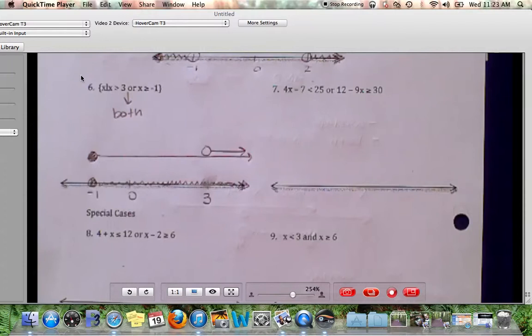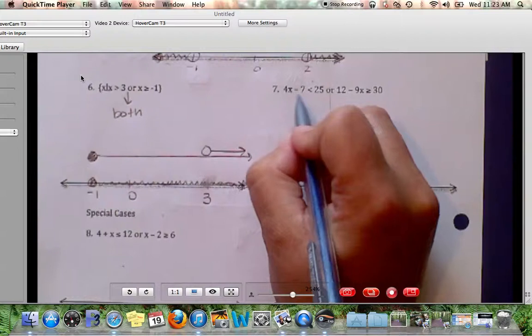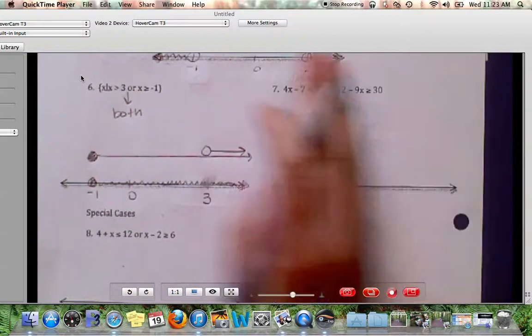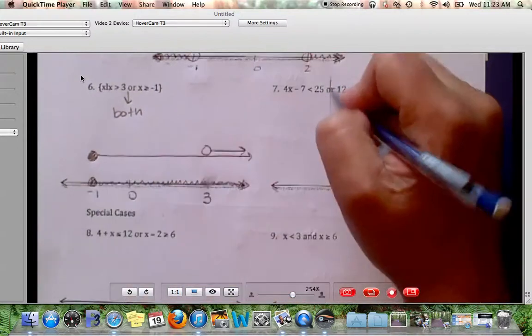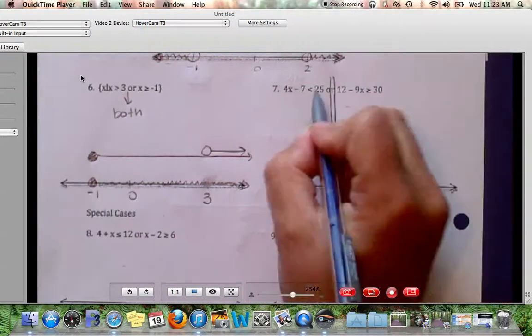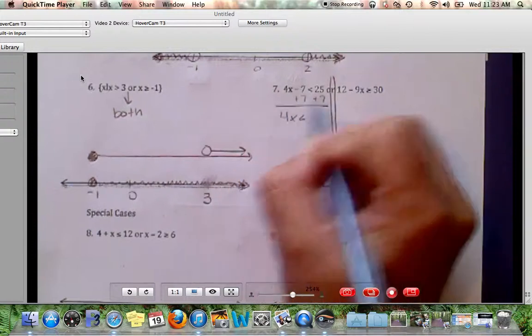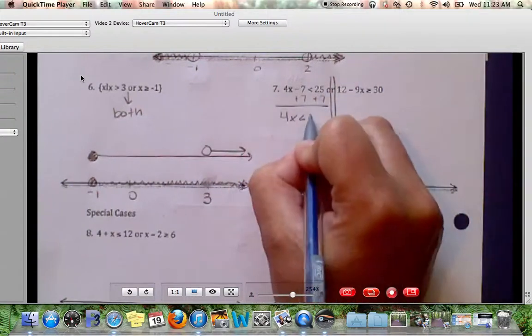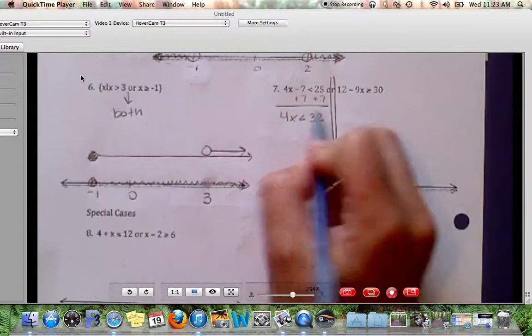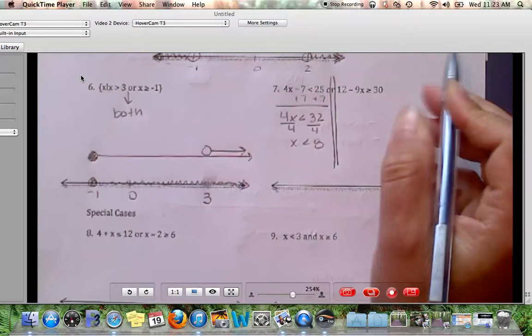Let's look at 7. Now these are two inequalities. We have to graph or solve them both. The one on the left is solved completely separate from the one on the right, so you can draw a wall there if you want. They're totally separate. Add 7 to both sides. 4x is less than 25 plus 7, which is 32. Divide both sides by 4, and we get x is less than 8.